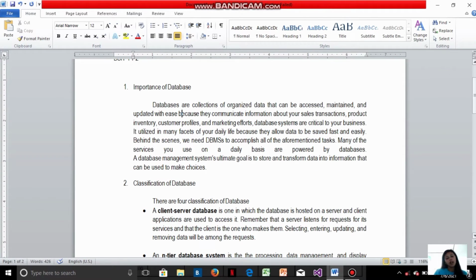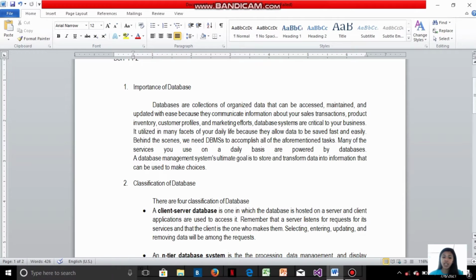Importance of database: databases are collections of organized data that can be accessed, maintained, and updated with ease because they communicate information about your sales, transactions, product inventory, customer profiles, and marketing efforts. So database systems are critical to your business. They are utilized in many facets of your daily life because they allow data to be saved fast and easily.